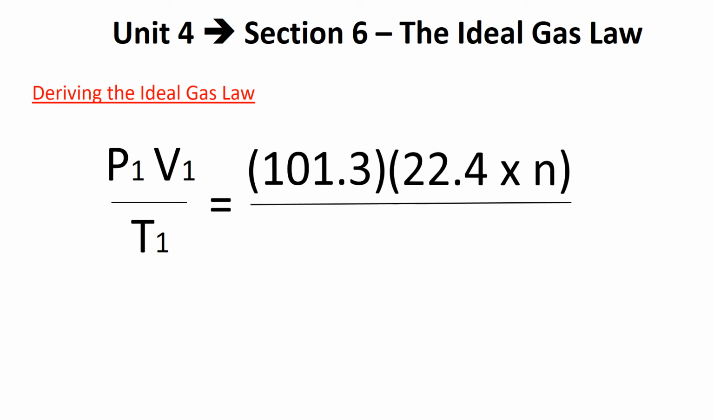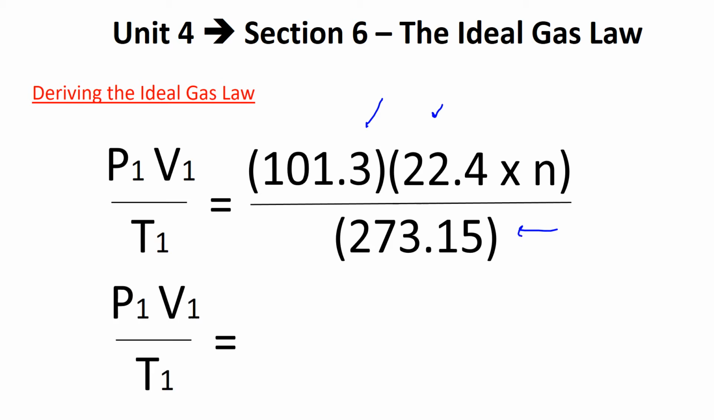Now, our volume, as we learned in section 5, is 22.4, but that depends on the number of moles that are present. And our temperature at STP is 273.15. Now, if we go and grab a calculator quickly and go 101.3 times 22.4 divided by 273.15, you should get approximately 8.31. It rounds a little bit, but if you were to get an exact number, as scientists have, you get 8.3145. Now, this moles is still present.